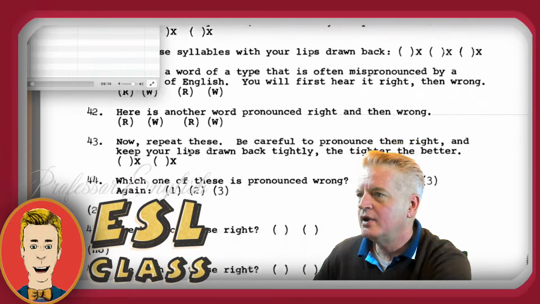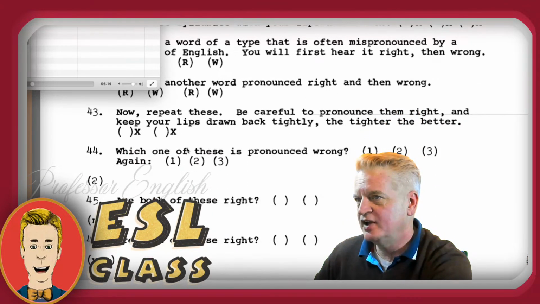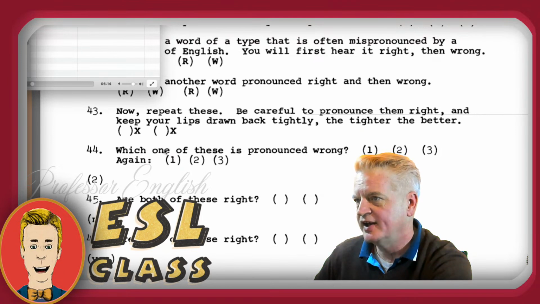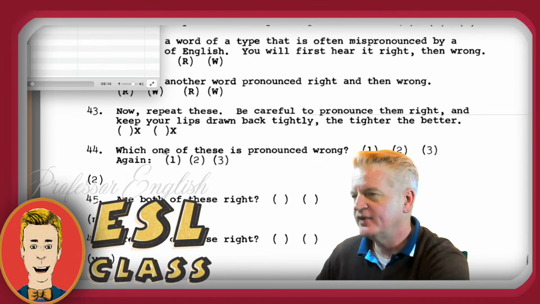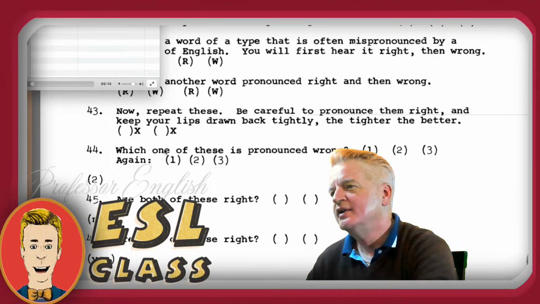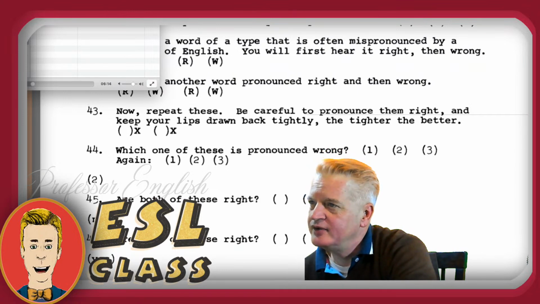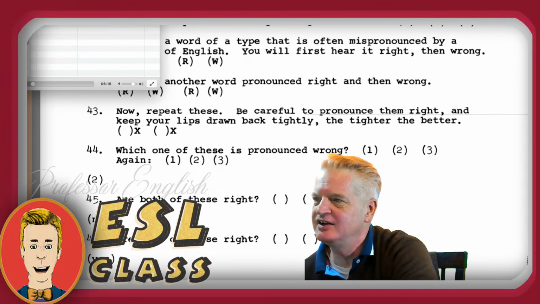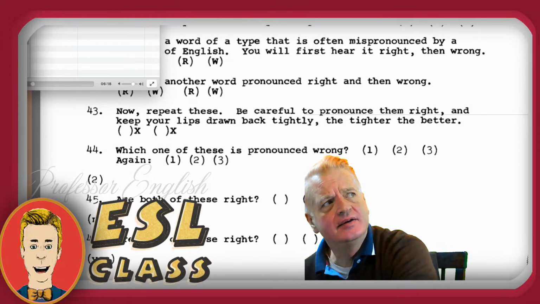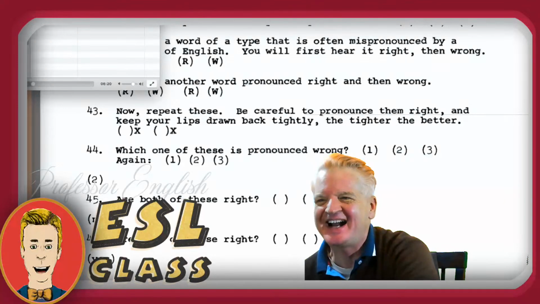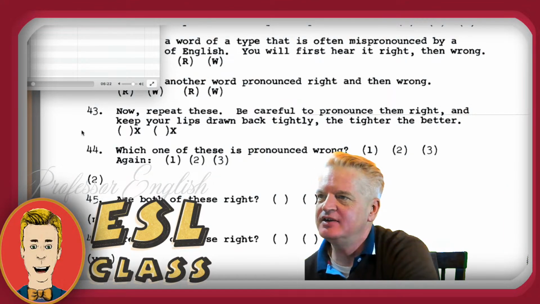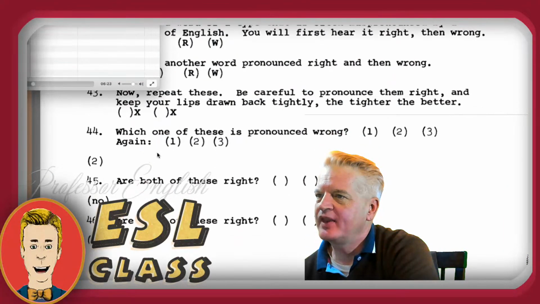43. Now repeat these. Be careful to pronounce them right and keep your lips drawn back. The tighter the better. But they're talking about vowel sounds, so I guess it's something in the vowel sound I don't hear. Bank, bank. Kann, con. Maybe that's it.